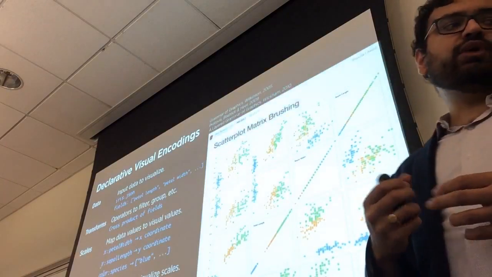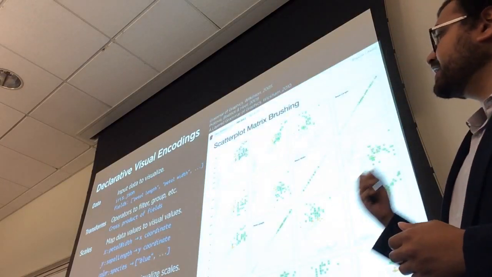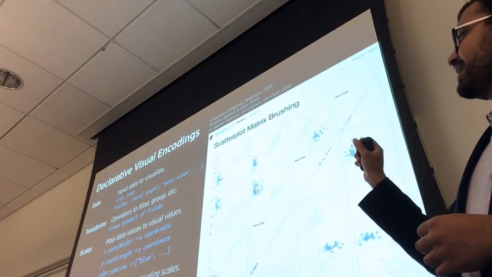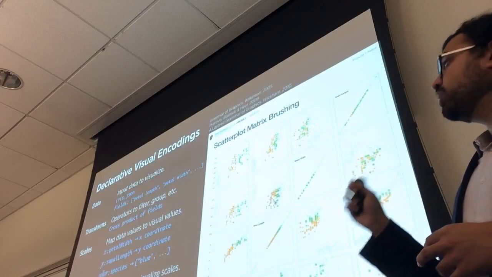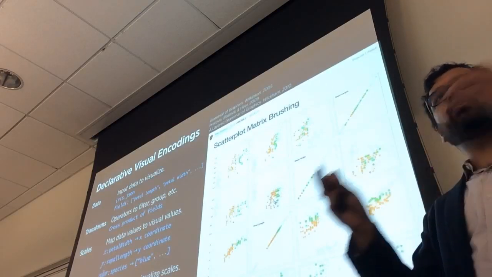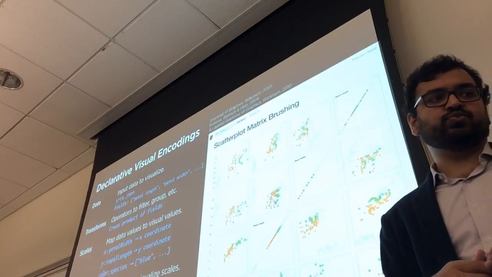But what now would happen if we were to introduce a common interaction technique called brushing and linking? So here, when I drag out a region of interest in one cell of the scatterplot matrix, the points that correspond highlight across all the other cells in the matrix as well.